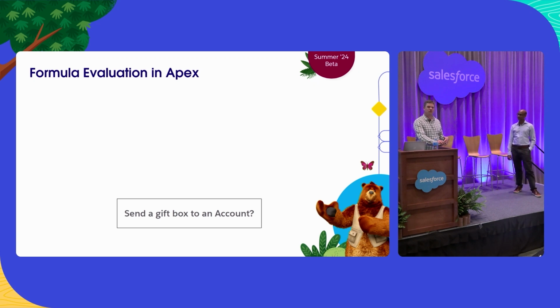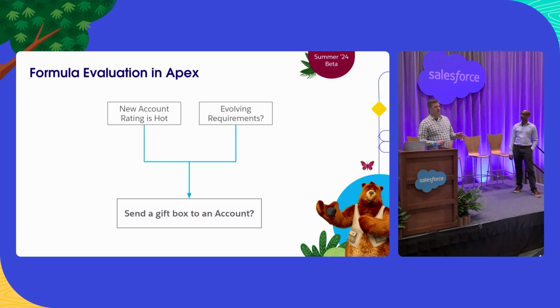And there's sort of two general requirements here. At first, I want to send it just to my accounts where the account rating is hot, but the business basically told me they're going to want to evolve that requirement over time. So it needs to be flexible, defined in a language that the business understands and can work with, the admins in that org can work with.